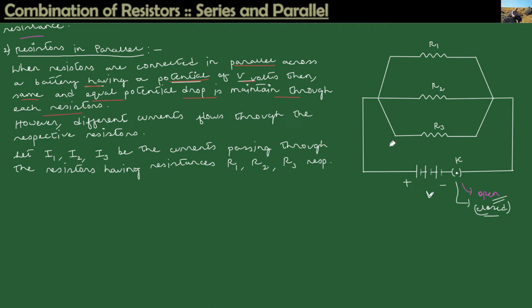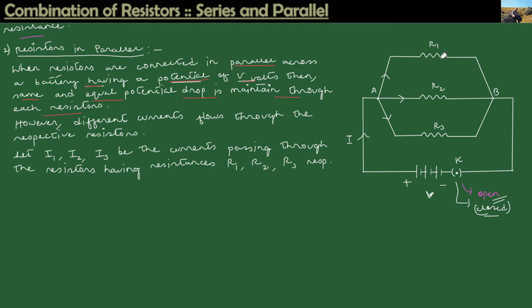And from here, accordingly, the current in the main circuit, this is the main circuit. If I name this as point A, and this as point B, the current in the main circuit will be I. The moment this current I enters the junction point here, the current will split into three branches: the first branch, the second branch, and the third branch.